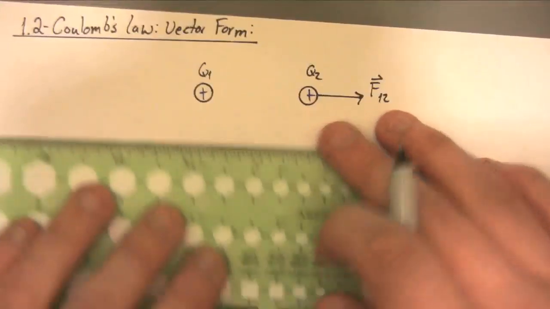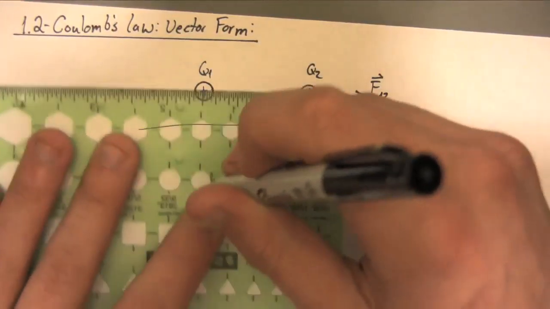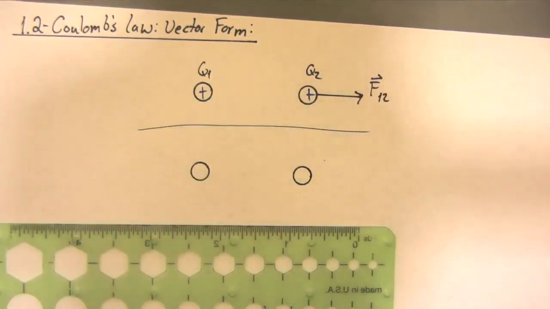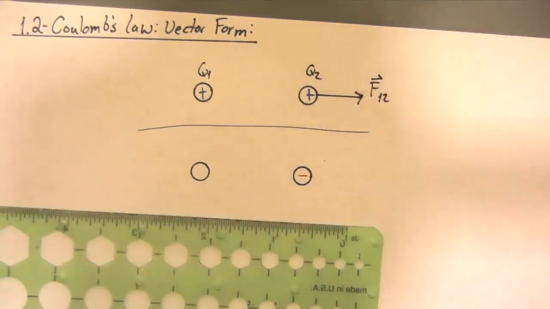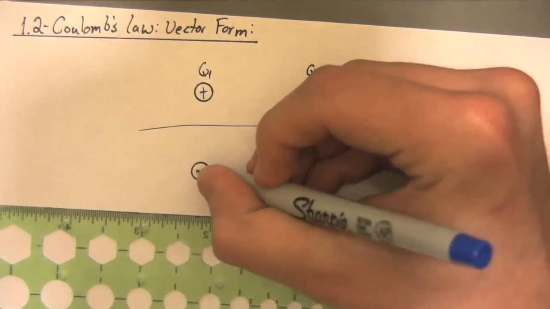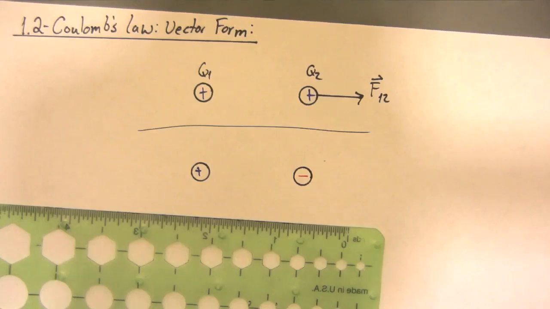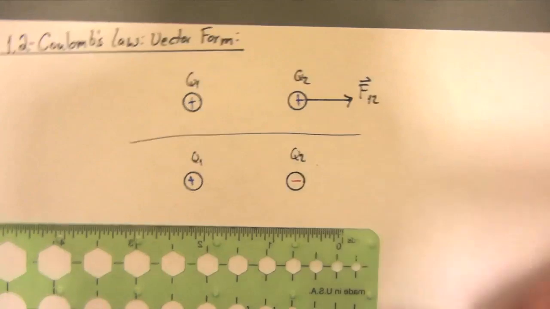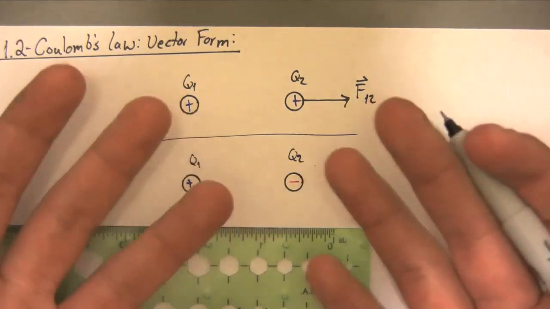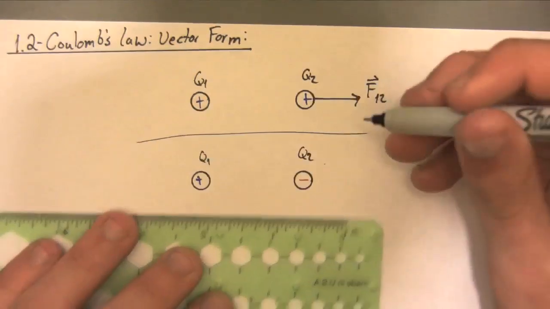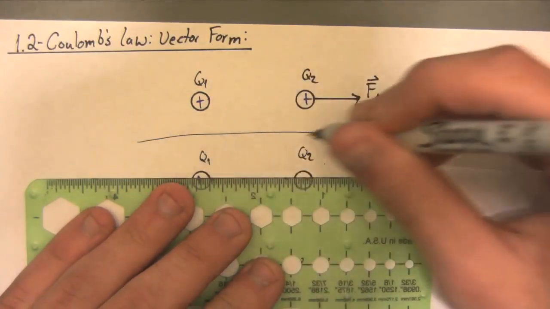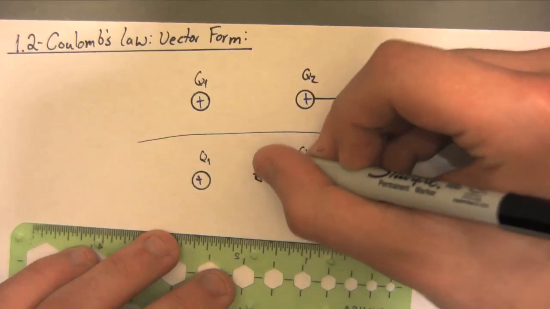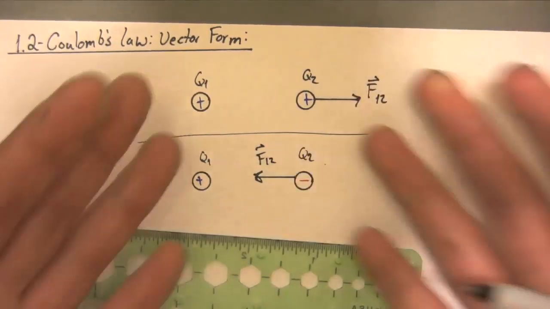Although if I were to tell you instead you had a charge here and a charge here, but unlike the previous example, if that was a negative charge and this was a positive charge, I'm still letting this be Q1 and this be Q2. It would pull it in, as opposed to pushing, it would pull. So the force Q1 has on Q2, it's going to pull it in.